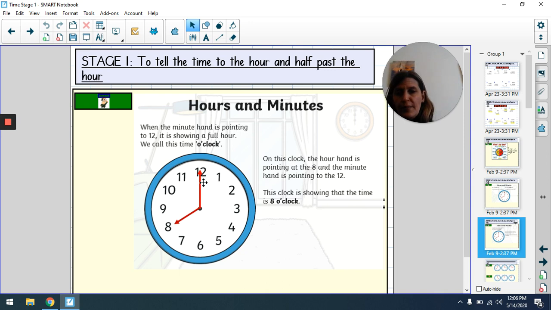Now when our minute hand, the longest hand, is pointing to the 12, it's an o'clock time. So what you do is you look down at the clock and you'd say, okay, where's my hour hand, the shortest hand? My hour hand is pointing to the 8. My minute hand, the longest hand, is pointing to 12. So I know it is 8 o'clock.